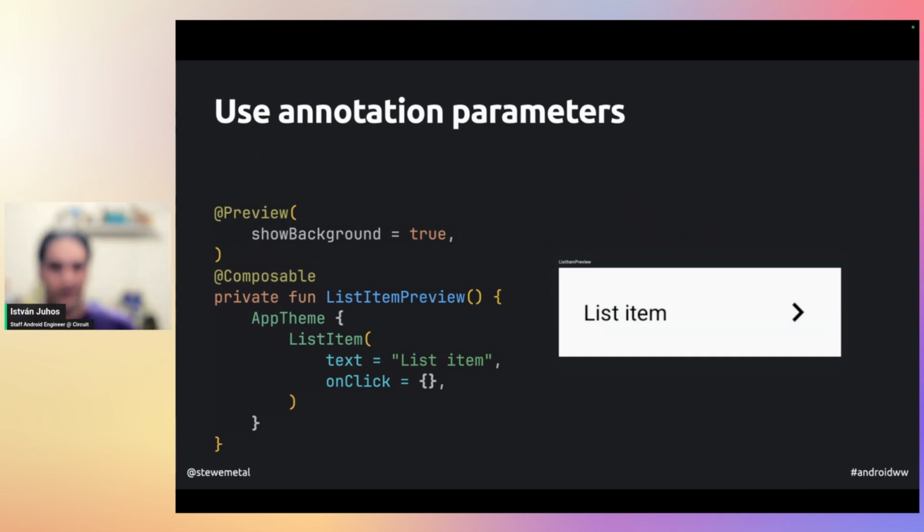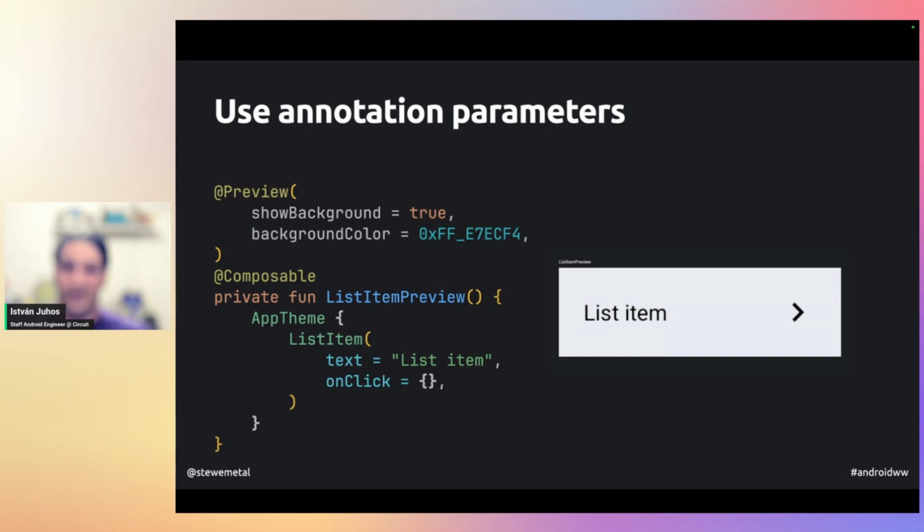We have the show background set to true, but we want to manipulate that background color. We don't have any control over it with just setting the show background to true. But what we can do is set the background color to a specified constant color. Here is a downside of preview being an annotation. All of its parameters need to be build time constants. So we can't add variables there. We can't reference composables there. They have to be constant values, build time constant values to be precise.